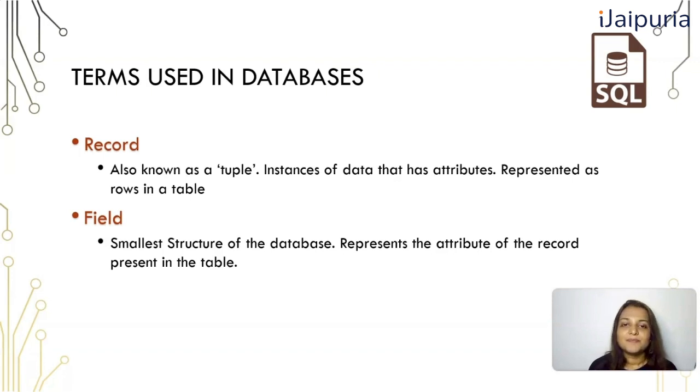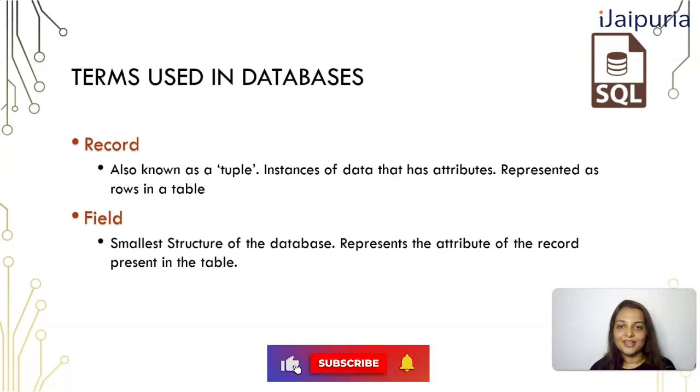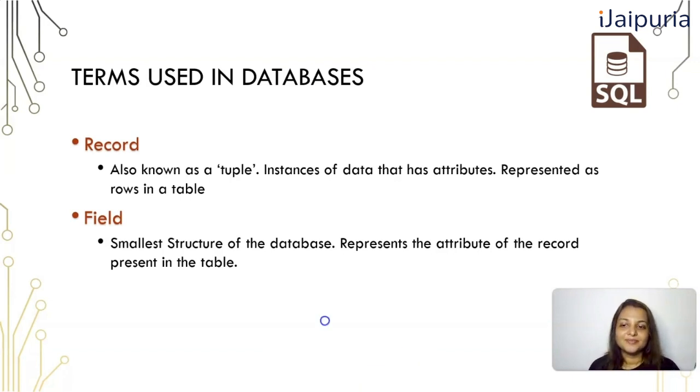Next, we have fields. Fields are the vertical columns or the attributes of a particular record that I'm going to be maintaining. So every record is going to be maintained in the required fields.